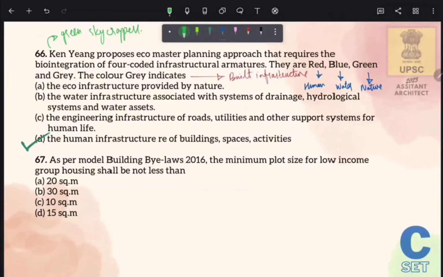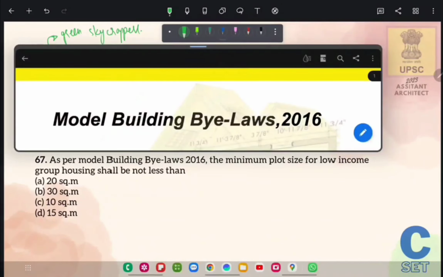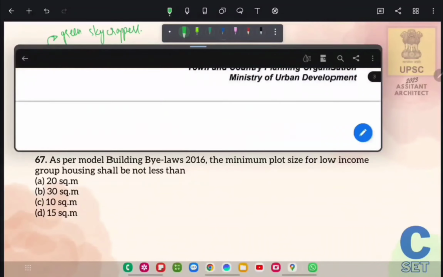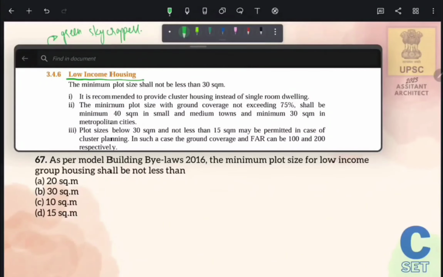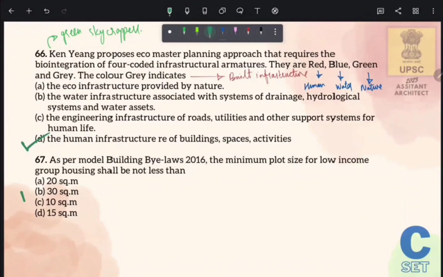Question number 67 is, as per Model Building Bylaws 2016, the minimum plot size for low income group housing shall be not less than. So now let's see the Model Building Bylaws 2016. In low income housing, the minimum plot size shall not be less than 30 square meter. Therefore the correct answer is option number B, 30 square meter, as per the Model Building Bylaws 3.4.6.